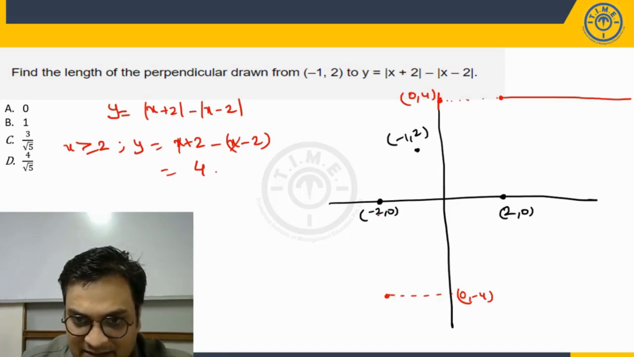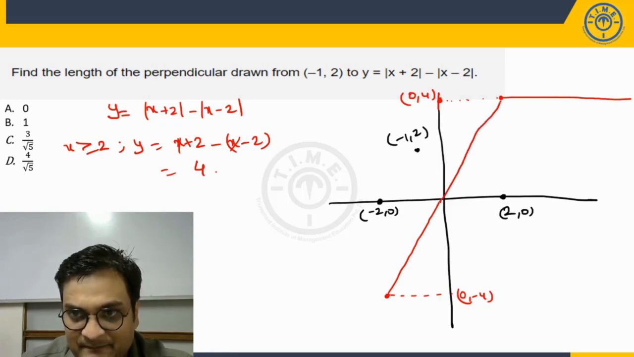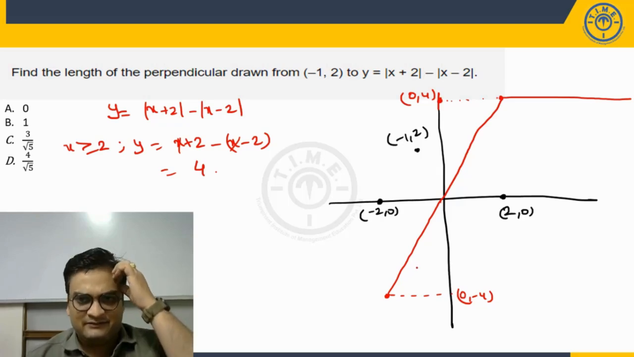And the line in between -2 and +2, the y equal to 2x line, shall be like this. It passes through the origin. It's going to be like this.